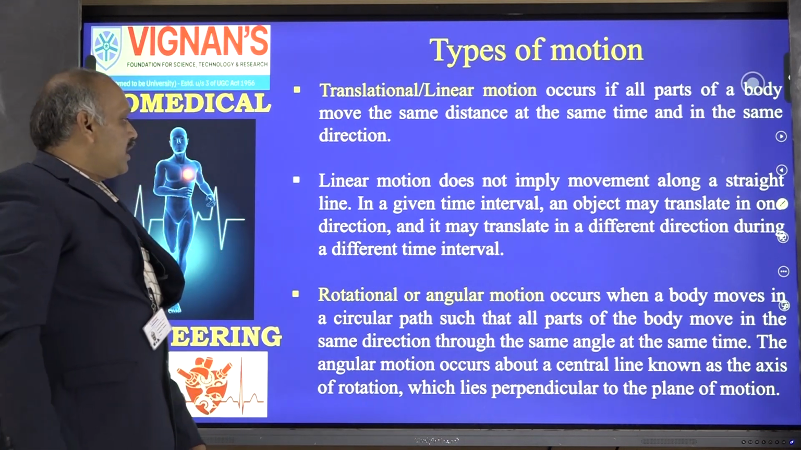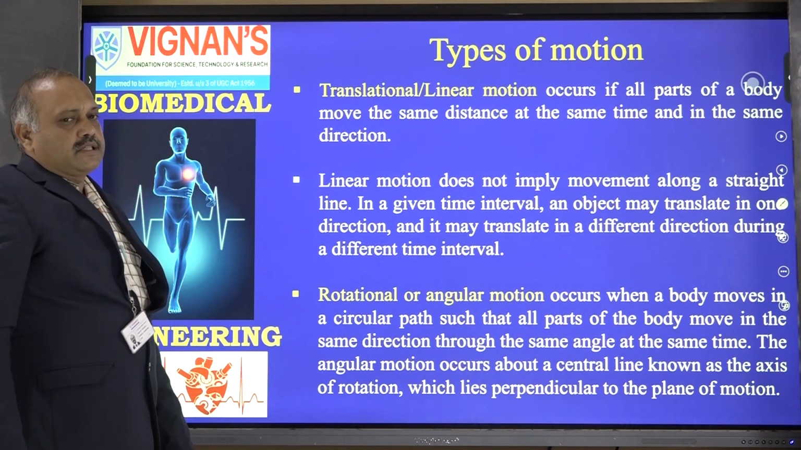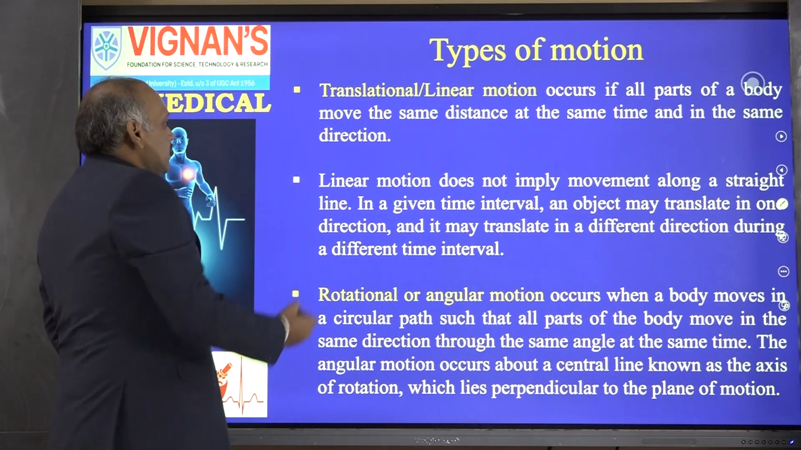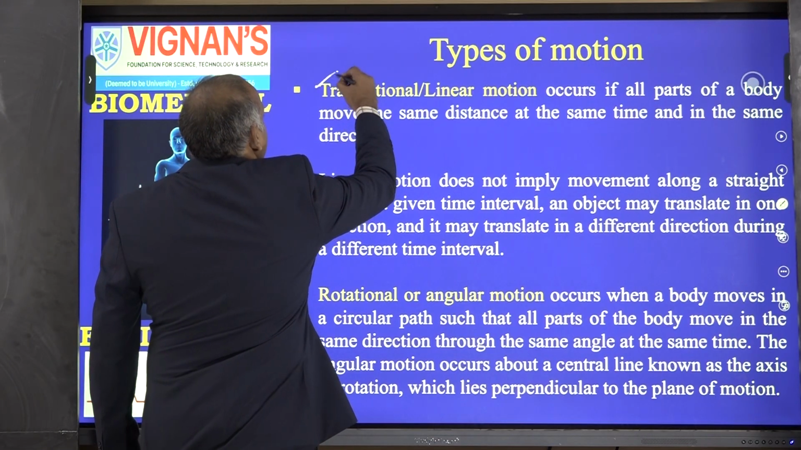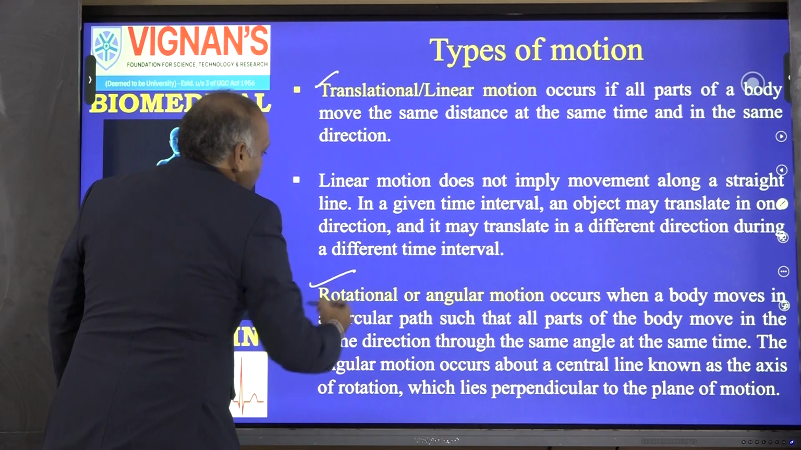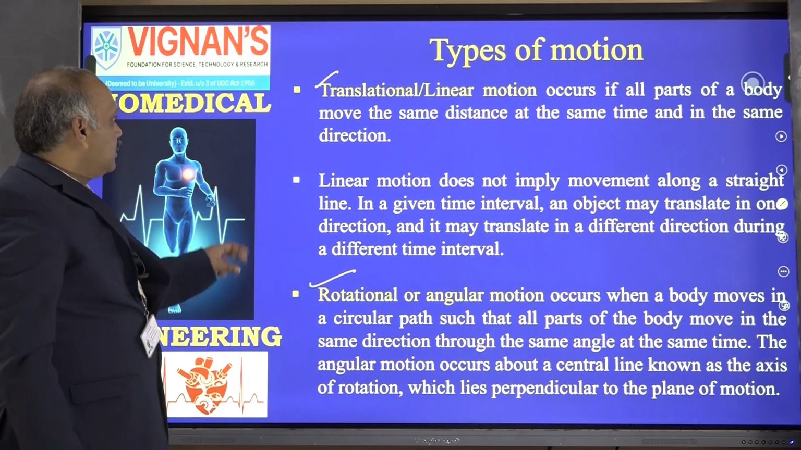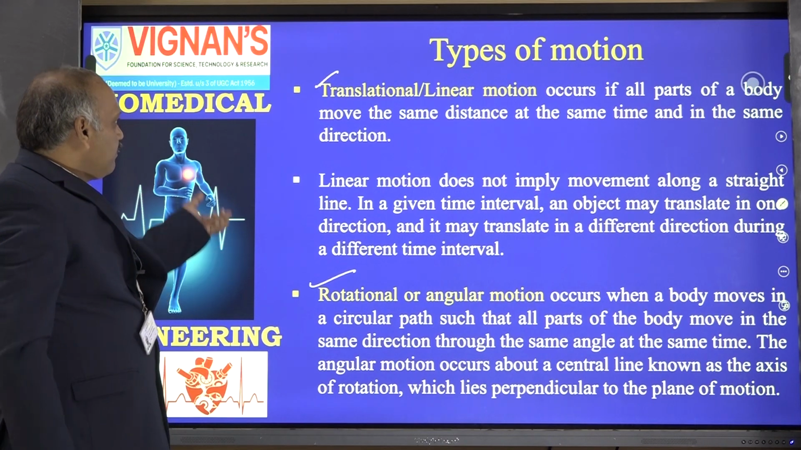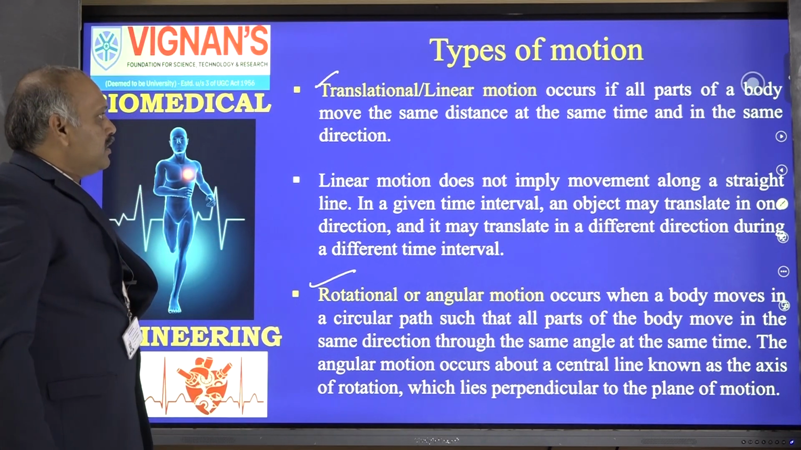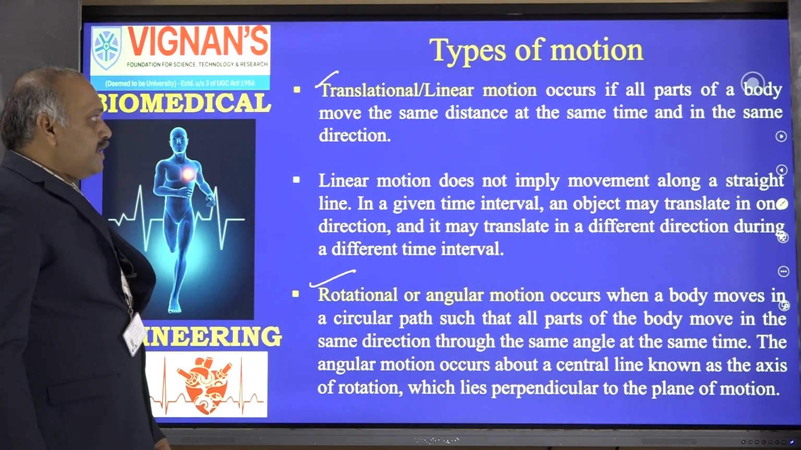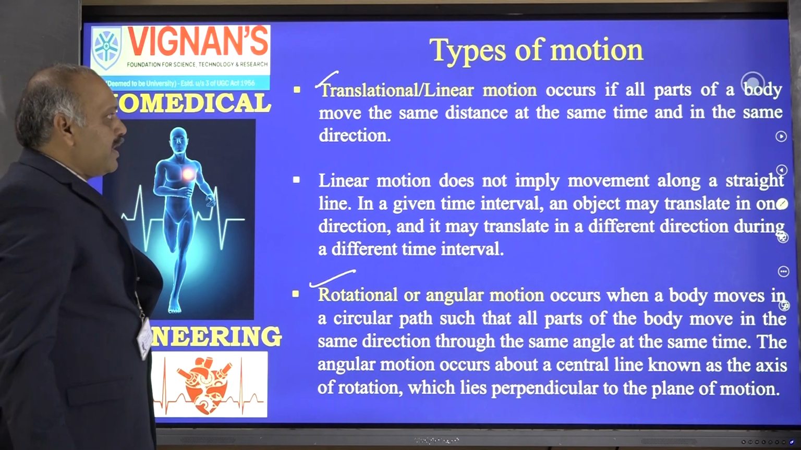So what are the different kinds of motion? There are three kinds. The first is translational or linear motion, the second is rotational or angular motion, and the third is the combination of both. Translational or linear motion is well known: it causes all parts of the body to move the same distance, in the same time, and in the same direction.